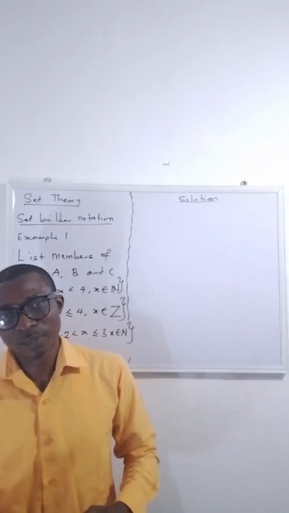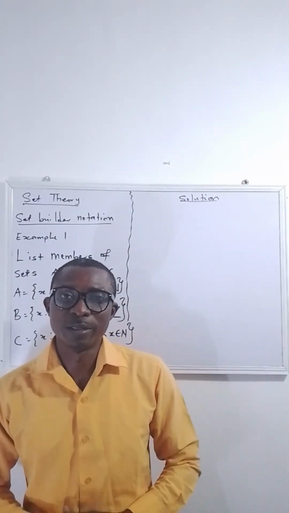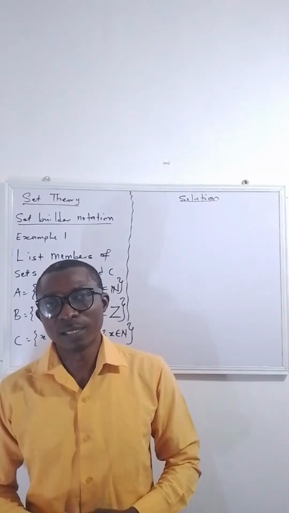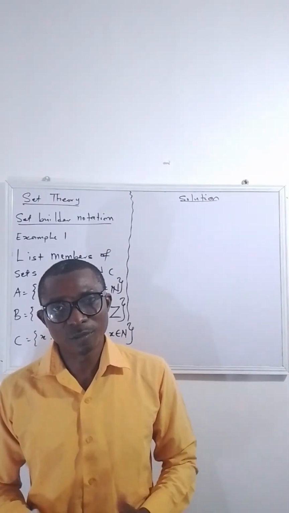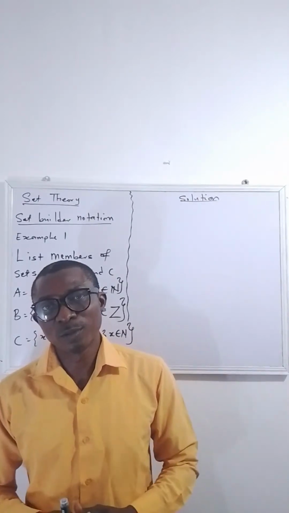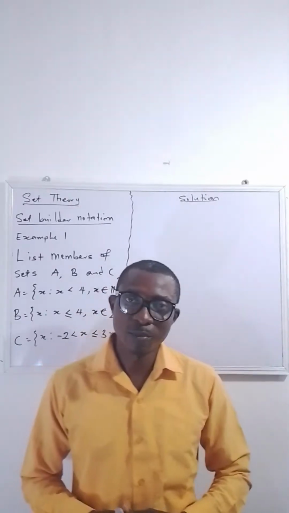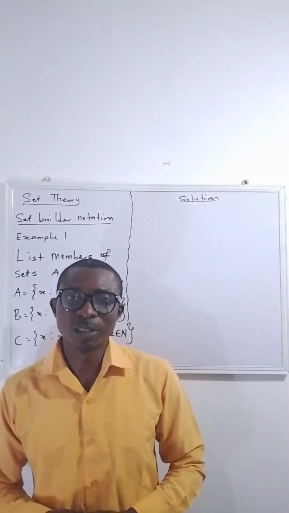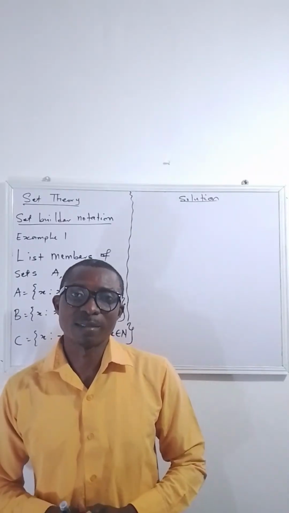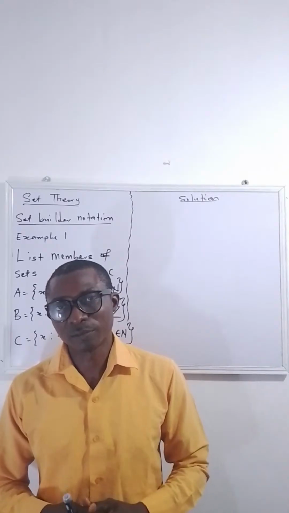The last time we looked at some questions under set theory, where we looked at complement of a set, intersection of sets, and union of a set, and also we looked at number of elements in a set. I want to believe you still remember what we did the last time. If you don't have the opportunity of watching the last class, you can go back and check for it.